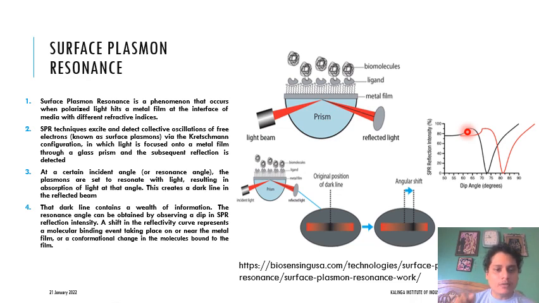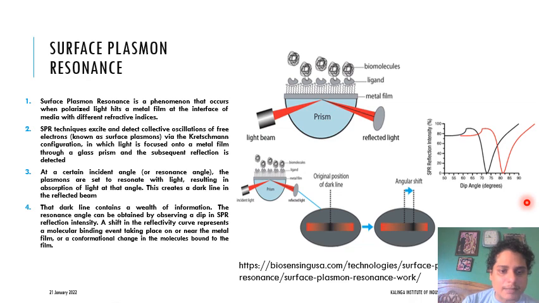Now, a shift in the reflectivity curve. This is basically called a reflectivity curve. If I go to the figure drawn between the SPR reflection intensity versus the dip angle, there is a dip between the 70 to 75 nanometer range. I can say that it is 72.5 nanometer where the dip occurs. So this shift in the reflectivity curve represents that the molecule is getting bound.